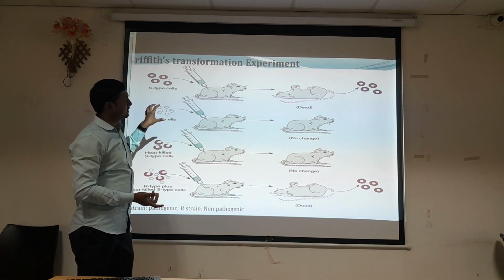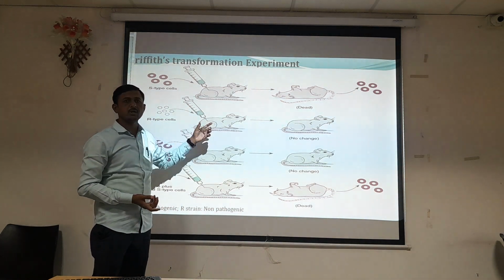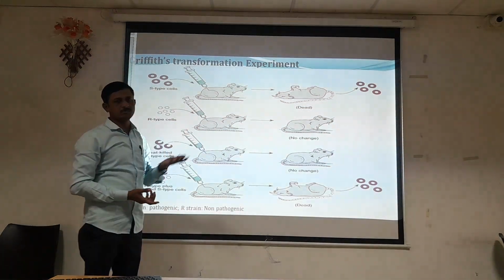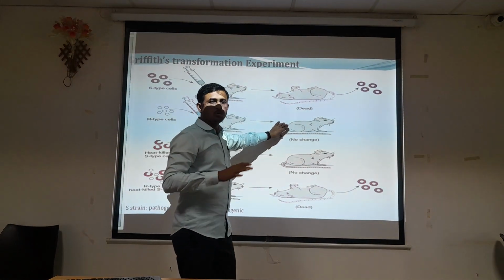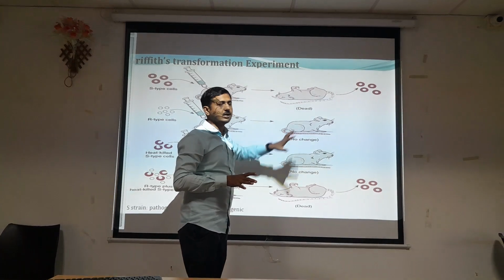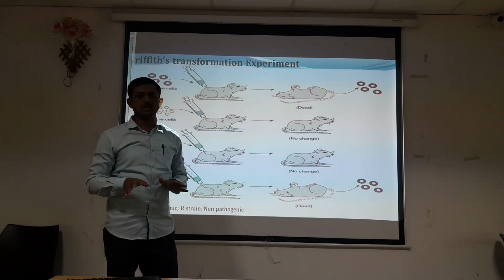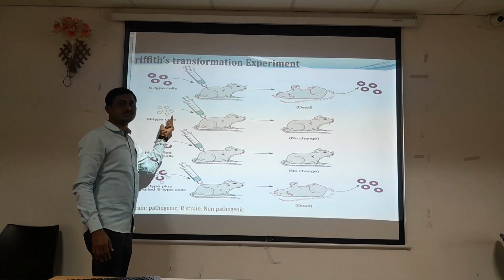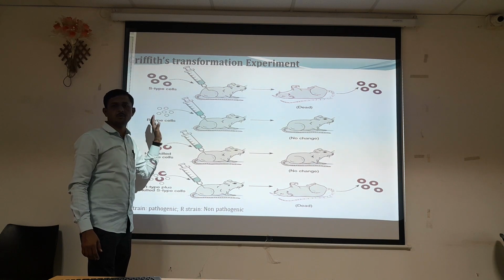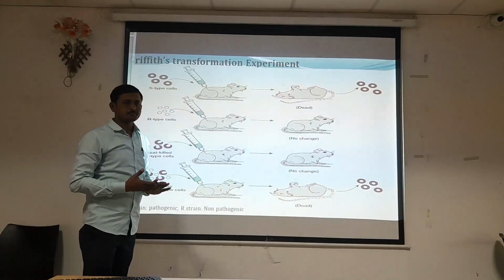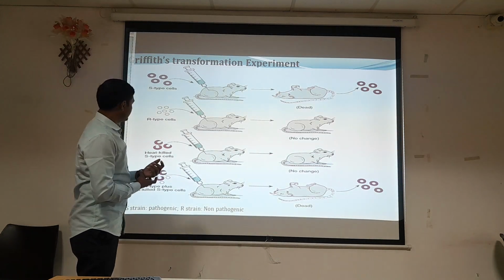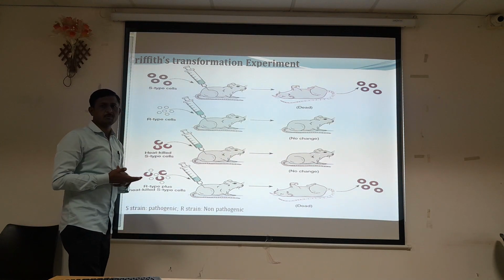R type of cells he had taken and injected into another healthy mice, and after some time he observed that the mice showed no ill effect and survived normally, as the R type of strain of bacteria is non-virulent and causes no side effect to the mice. Then he carried out another step of the experiment.